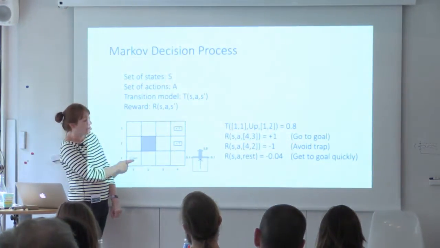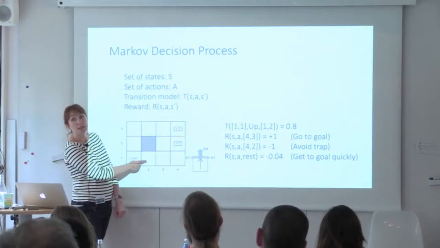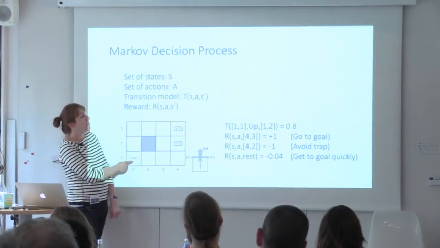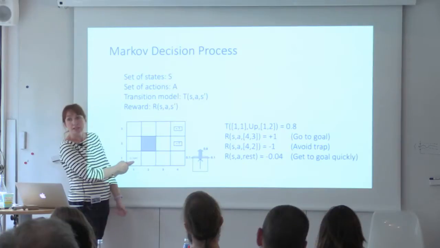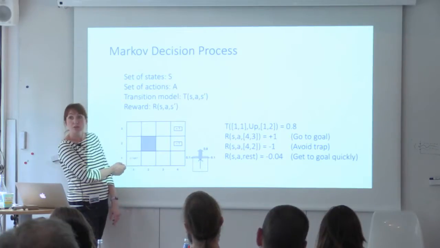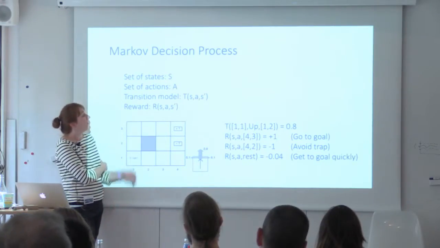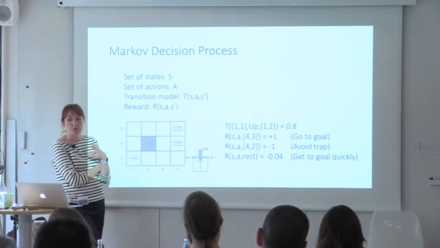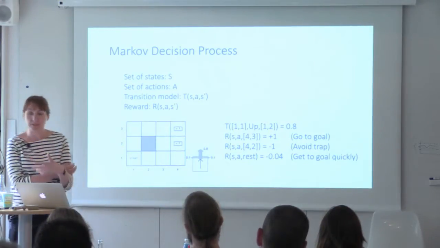T11 up 2, 1 will be 0.1. T11 up 3, 3 is going to be 0. Right? And then I have a reward function. So the reward function tells me what's good, what's not so good.